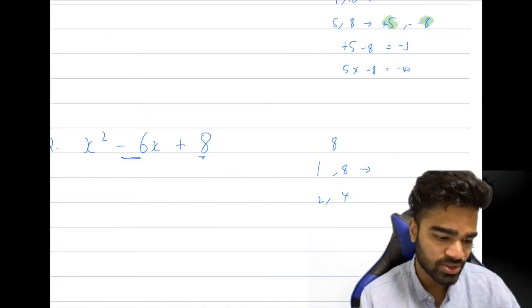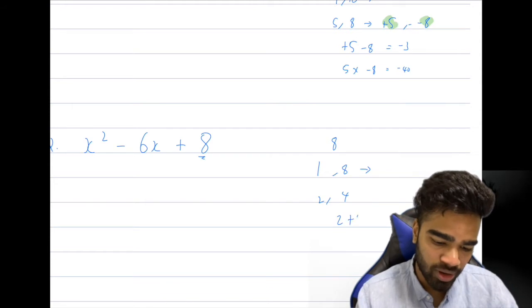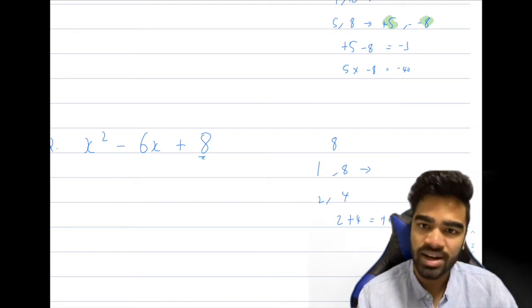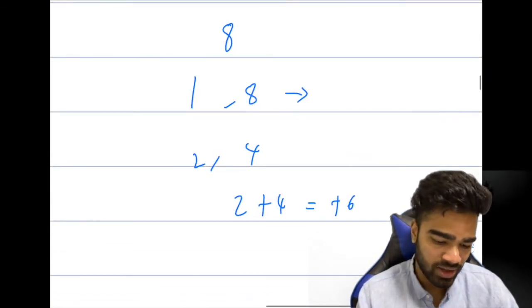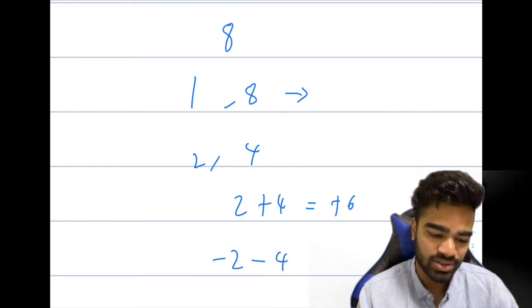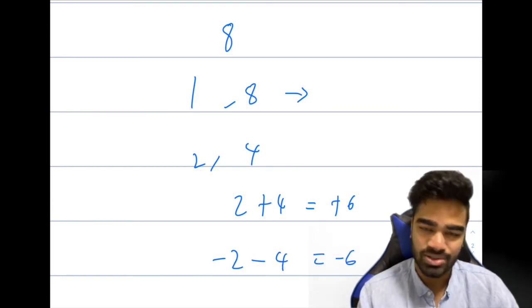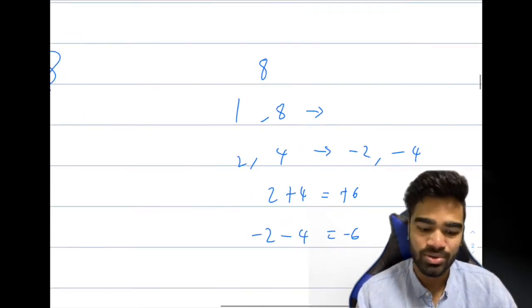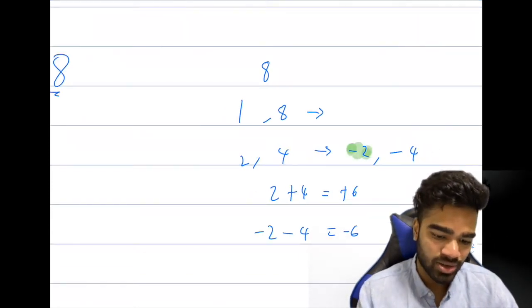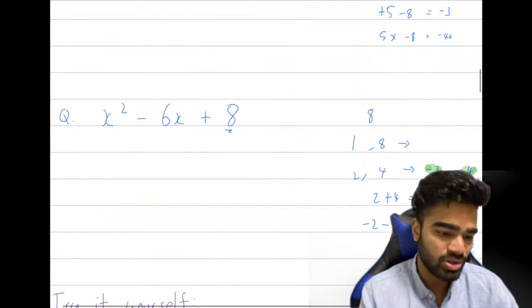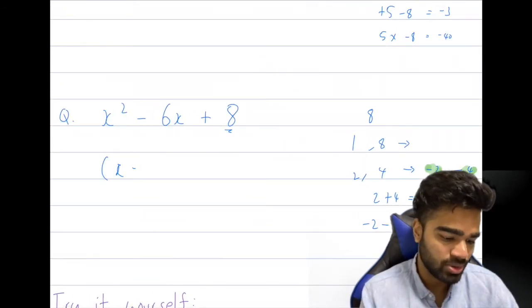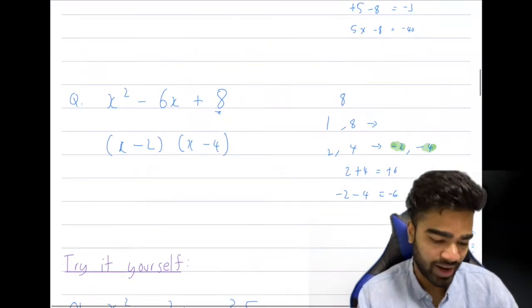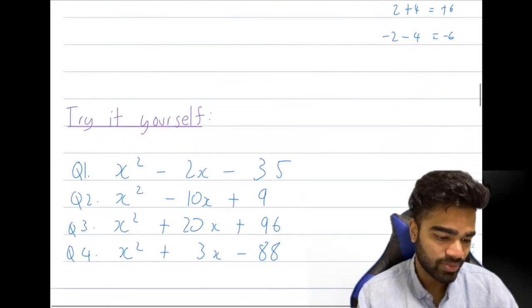2 plus 4 is 6. Okay, hang on. 2 plus 4 is 6, but we don't want a positive 6, right? So how do you get a negative 6? Well, you can just go negative 2 minus 4, which is negative 6. So those are your two factors. Negative 2 and negative 4 are your two factors, because they even multiply to positive 8. Negative 2 times negative 4 is positive 8. So it's simple. x minus 2, x minus 4.